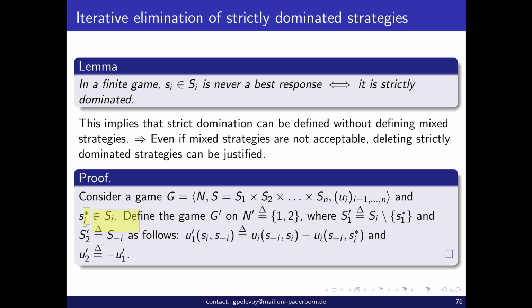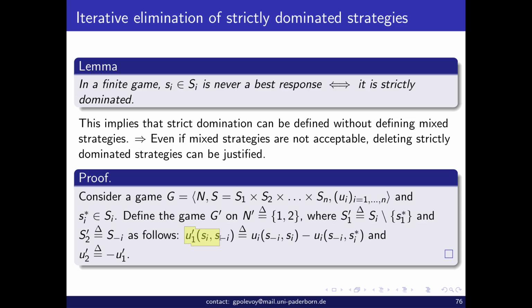In this G prime, the strategy set of the first player is the strategy set of player i, the player whose strategies we are dealing with, besides that one, Si prime. And the strategy set of player 2 is the set of all the possible combinations of strategies of the players besides i.